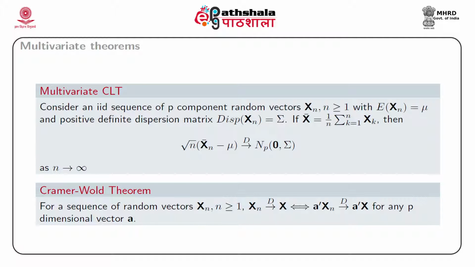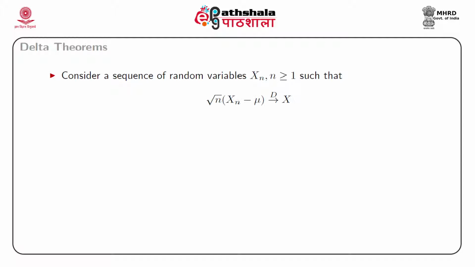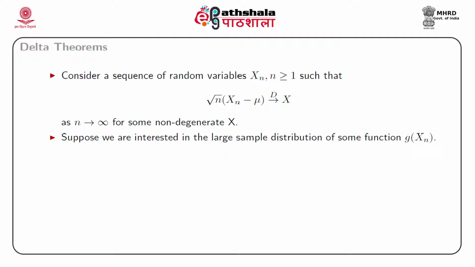Now we start our next topic, which is known as the delta theorem. Consider a sequence of random variables Xn such that the large sample distribution of Xn is identical with the distribution of X, where X is some non-degenerate random variable. Suppose we are interested in the large sample distribution of some function g(Xn).